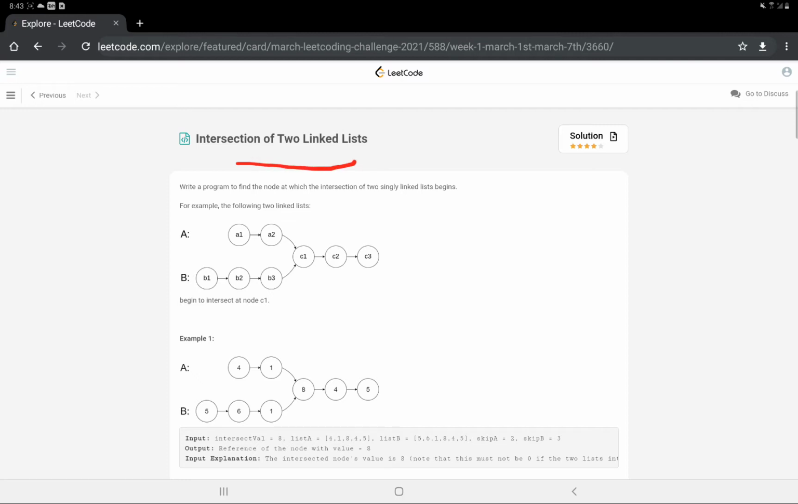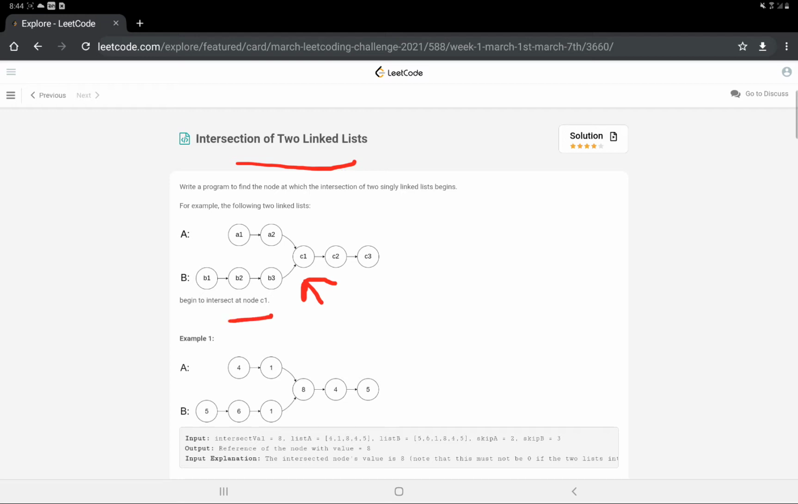The question for today is the intersection of two linked lists. We have to write a program to find the node at which the intersection of the two linked lists begins. Given two linked lists which are intersecting, we have to find their starting position where they intersect. In this given case it's the node C1.